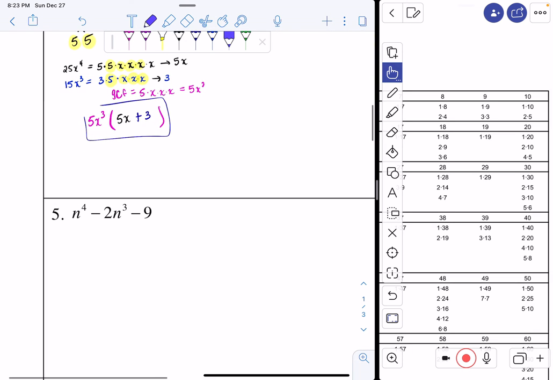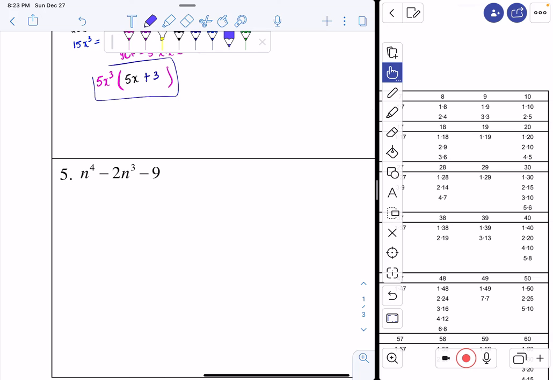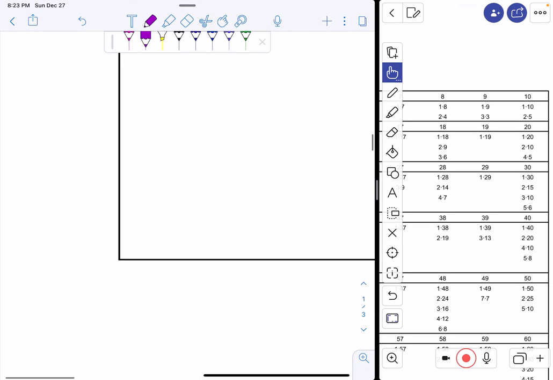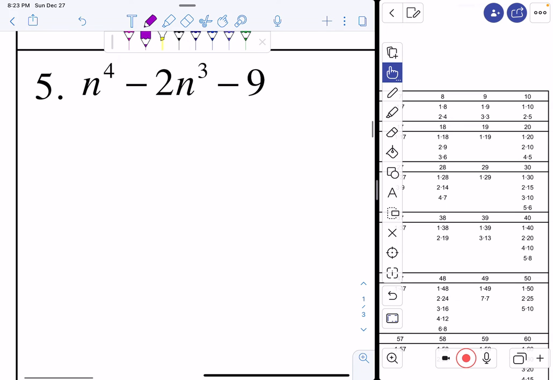All right, let's go on to our next 2 examples. I have n to the 4th minus 2n cubed minus 9. So I can't do anything with my n to the 4th, so I'm just going to write down n to the 4th is equal to n times n times n times n. So 4 n's.